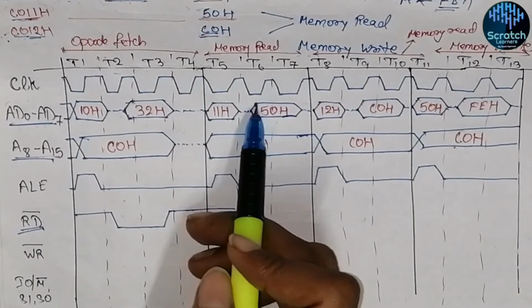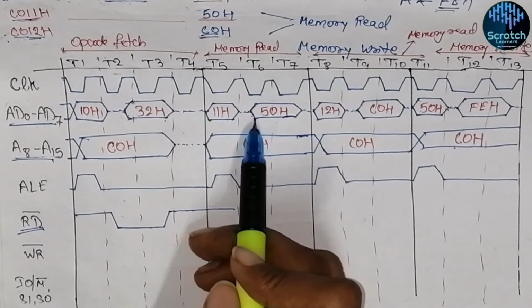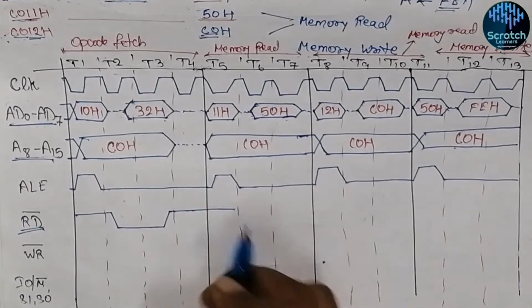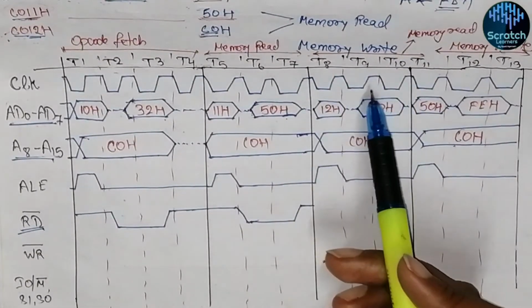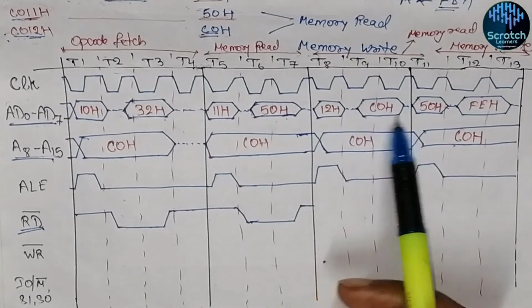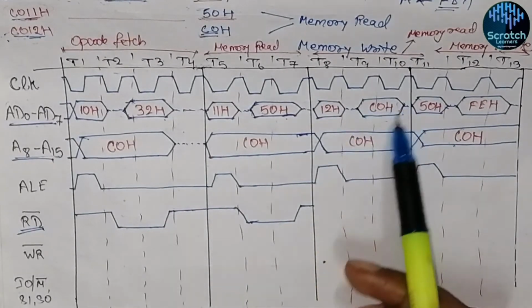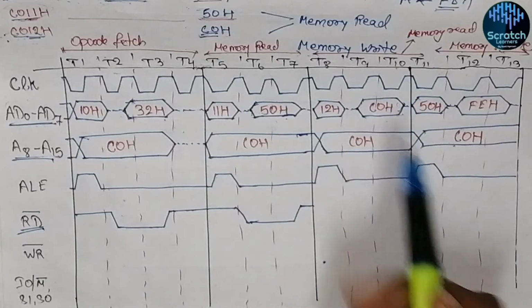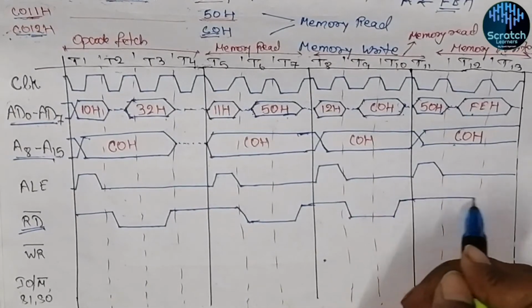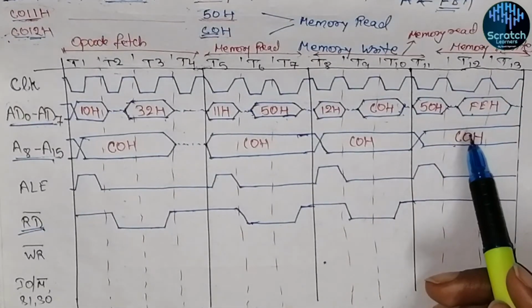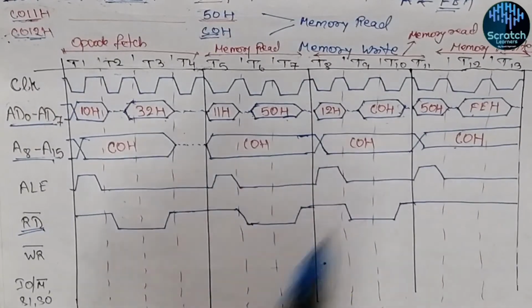Now here in T6 and T7 states, again our data is read, right? So it will again go low here. Then in the next memory read cycle, again our data C0 hex is read in T9 and T10 states. So it will again go low and then it will remain high, as in the memory write machine cycle we don't need to read any data.